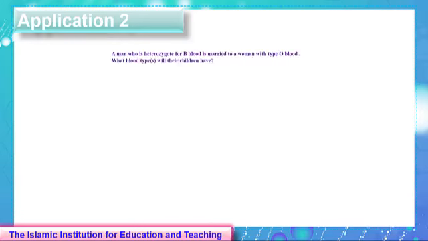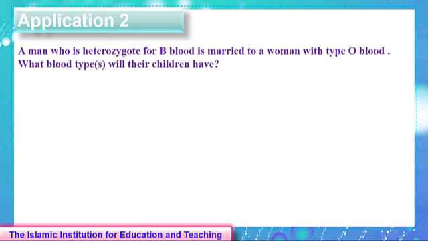Application number 2. A man who is heterozygote for B blood is married to a woman with type O blood.